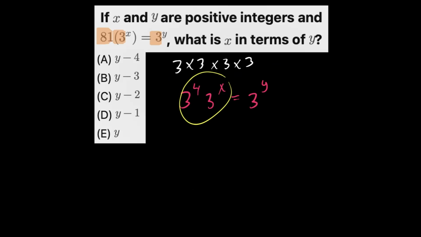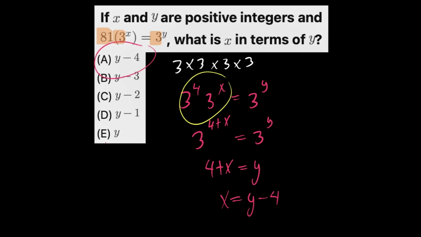So here, we would make this 3 to the 4 plus x equals 3 to the y. And now we've got the same bases, we've got the expressions equal, so we can set the exponents equal. 4 plus x equals y. And what is x in terms of y? Well, we can take away 4 from both sides to get x by itself, and we'd get x equals y minus 4, which is answer choice A.